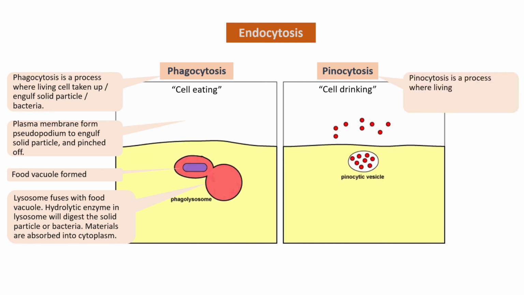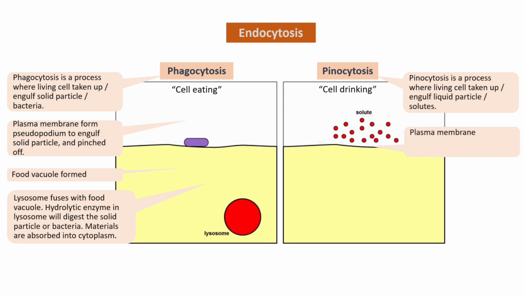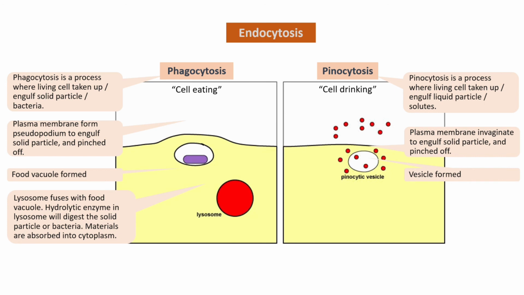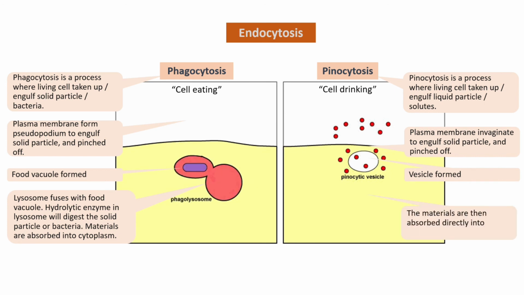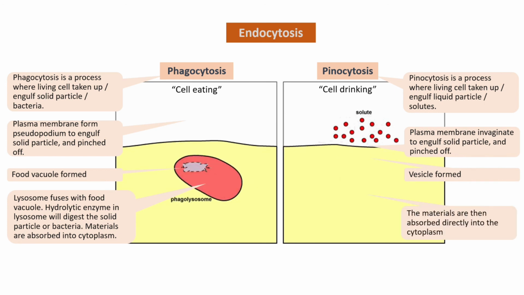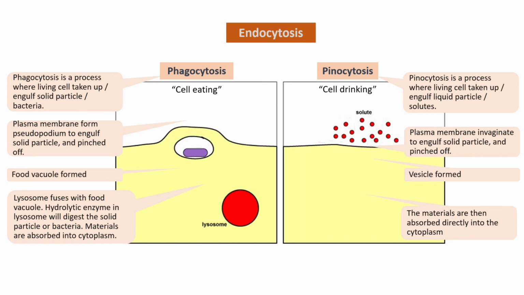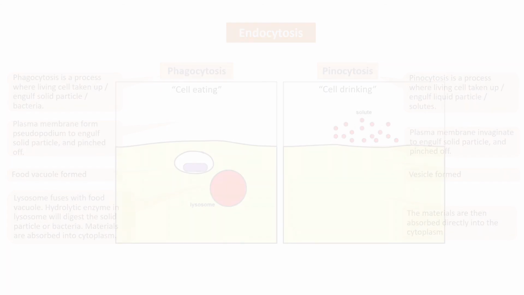Pinocytosis is a process where a living cell takes up or engulfs liquid particles or solutes. Plasma membrane invaginates to engulf the liquid, and pinches off to form a vesicle. The materials are then absorbed directly into the cytoplasm. Phagocytosis is known as cell eating, because the cell engulfs large and solid particles. Meanwhile, pinocytosis is known as cell drinking, because the cell engulfs small and liquid particles.